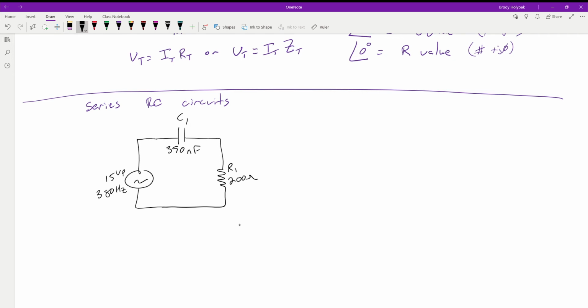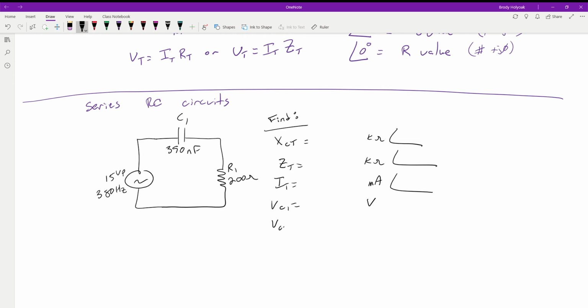So given our circuit, these are the parameters we want to find. Our X of CT in kiloohms at an angle. Our impedance total is going to be in kiloohms at an angle. Our I total is going to be in milliamps with its angle. VC1 is equal to volts. VC2 is equal to volts, and these are both at angles.